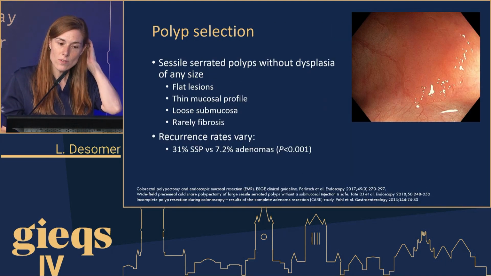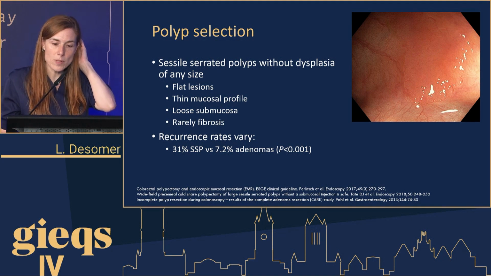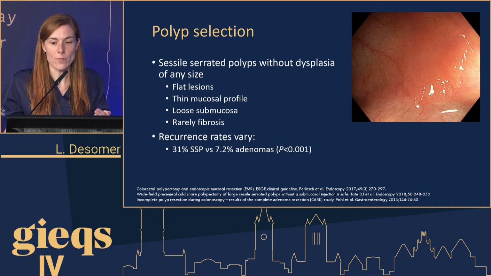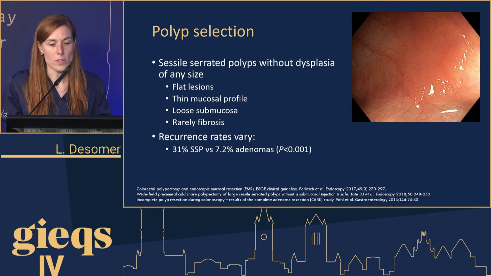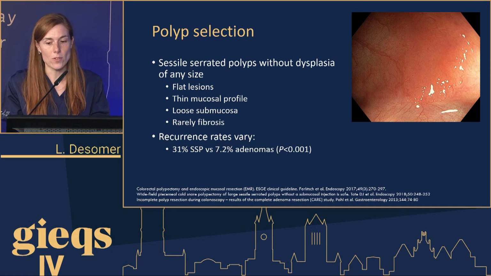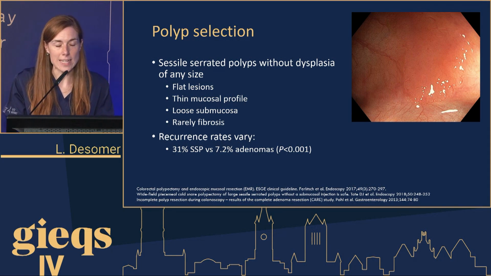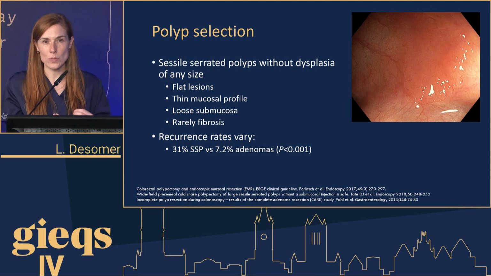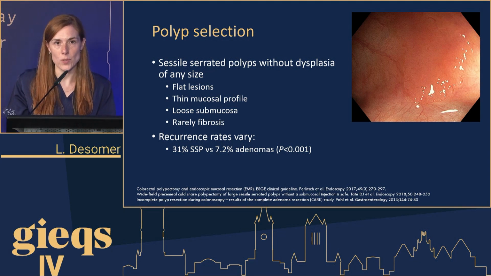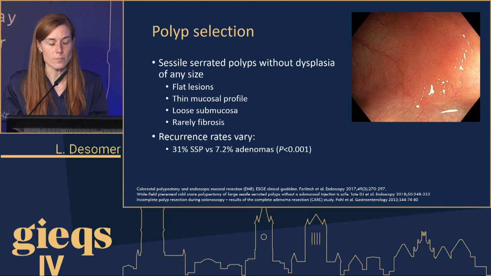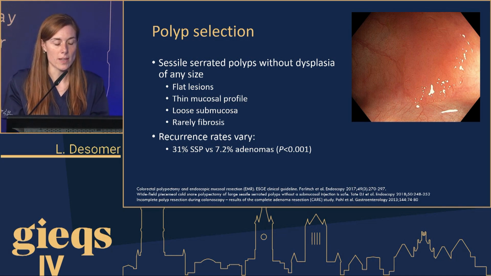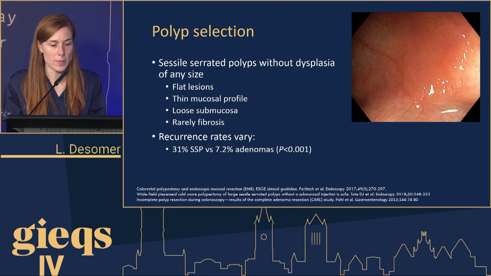Polyp selection. So we know that sessile serrated polyps without dysplasia of any size, we know what they look like. We have to recognize them first before we can decide on the treatment. We have the WASP criteria to help us look for in a perfectly clean colon, look for a little bit of stool because it's often adherent to the polyp. They rarely are fibrotic, have a loose submucosa, so they're perfectly amenable to cold snare polypectomy.